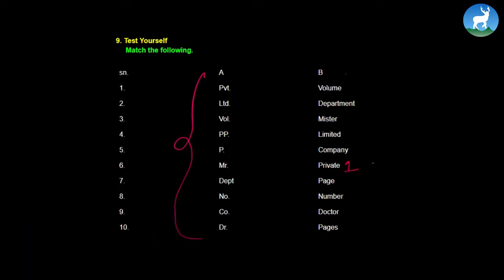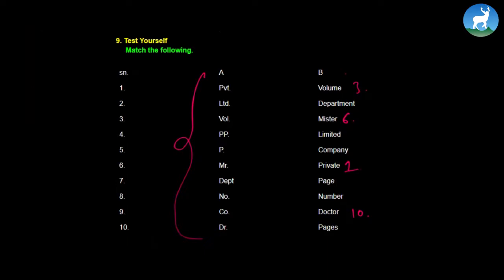Similarly, MR stands for Mr. MR is number 6, sorry. And DR stands for doctor. And of course, VOL stands for volume, number 3. So just try to fill in the blanks. I mean, match the following. Just try to match the following, and I'm sure you'll get it all right. That's number 9 for you guys.